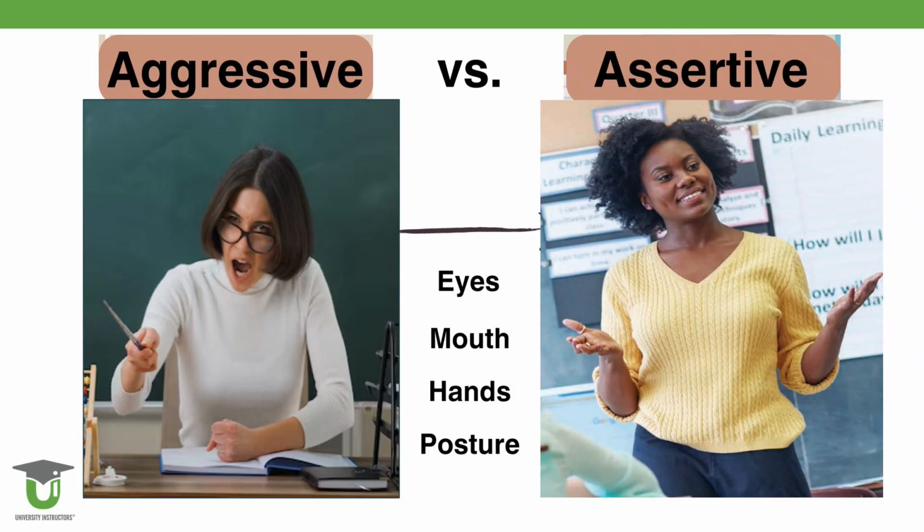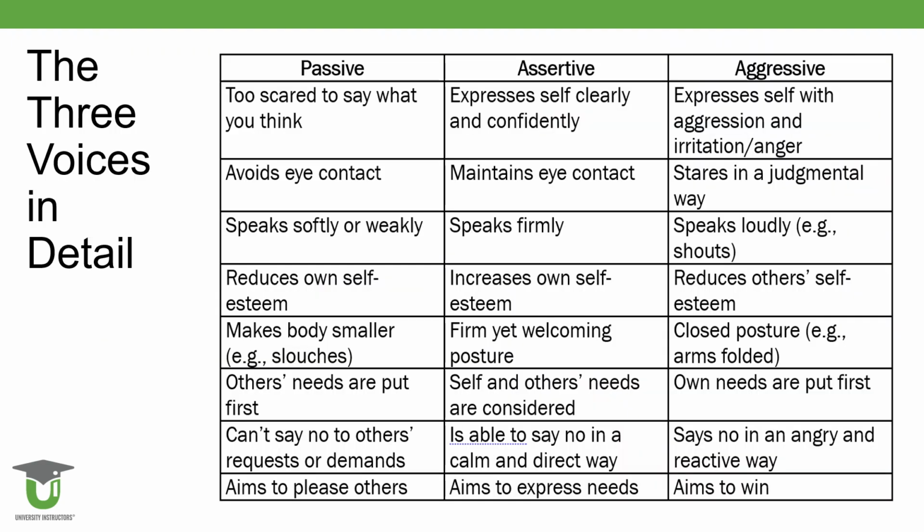Next, let's explore what 3 different teacher voices look and sound like and how they impact student perception and behavior. This chart highlights the key differences between passive, assertive, and aggressive communication styles. Passive communicators often hold back their thoughts and feelings, avoiding eye contact and speaking softly. This can lower their own self-esteem and lead to putting others' needs before their own.